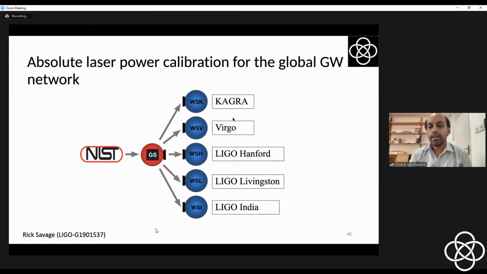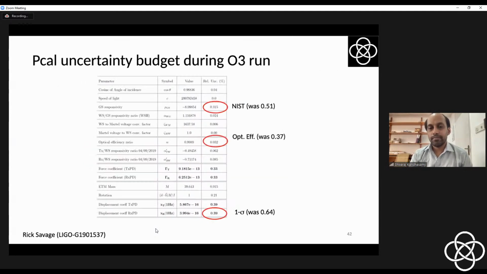We also use, and how do we calibrate different instruments at a similar level? For that, we have a common standard that goes between these different instruments, so that we have a common standard to calibrate the power of this auxiliary laser that we use for the photon calibrator. LIGO India will also have something common between these different sites.